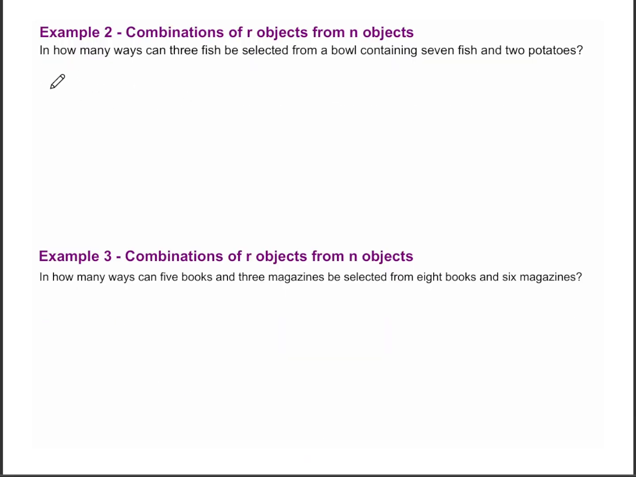We look at an example. In how many ways can 3 fish be selected from a bowl containing 7 fish and 2 potatoes? So what we have is 7 fish. So there are 7 total objects. And we are choosing 3 of them. So we have 7 combination 3, which is just going to equal 35. So there are a total of 35 ways that 3 fish can be selected from a bowl containing 7 fish and 2 potatoes. Obviously, the 2 potatoes are irrelevant because these 3 fish do not require anything from the potatoes. We're just choosing the 3 fish from those 7 fish that we have.